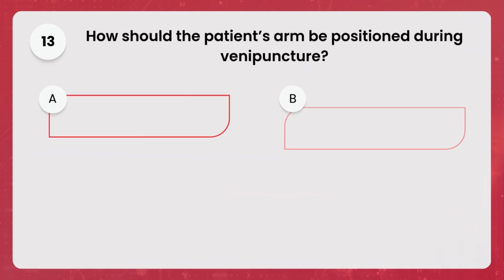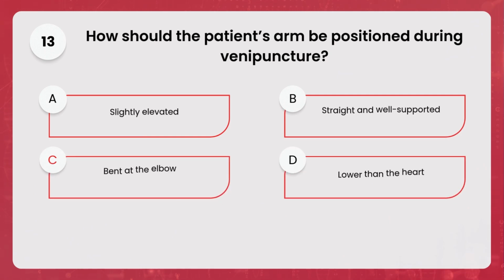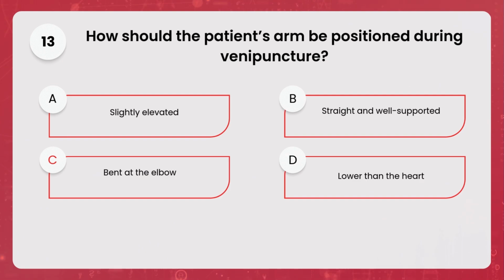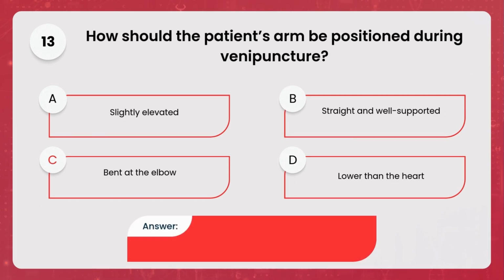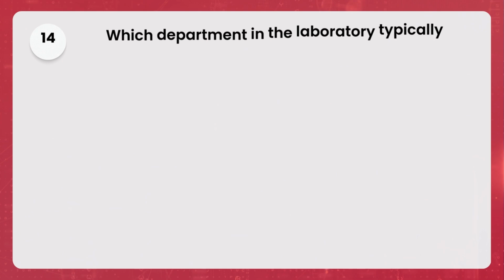Number 13. How should the patient's arm be positioned during venipuncture? A. Slightly elevated, B. Straight and well supported, C. Bent at the elbow, D. Lower than the heart? The answer is B. Straight and well supported.